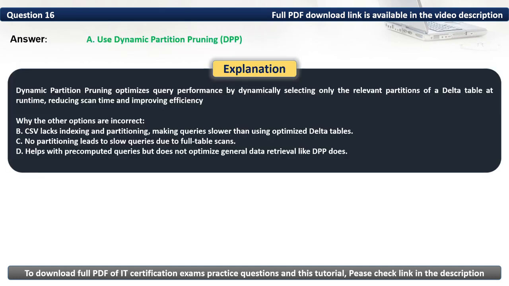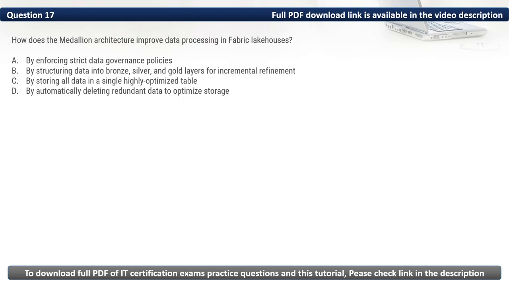DPP optimizes query performance by dynamically selecting only the relevant partitions of a delta table at runtime, reducing scan time and improving efficiency. Question 17. How does the Medallion architecture improve data processing in Fabric Lakehouse?